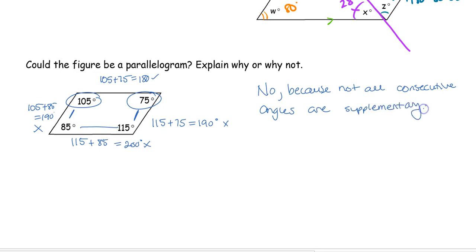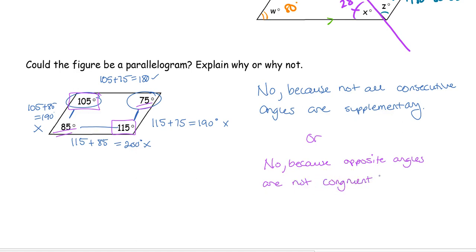That's not the only way that you can disprove this. The other way is we said the opposite angles have to be congruent. If I look at 105 and 115, 85 and 75, I also could have said no, because opposite angles are not congruent. So remember, you want to look at the properties.